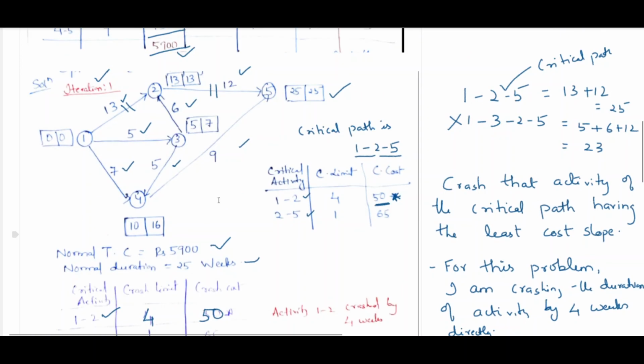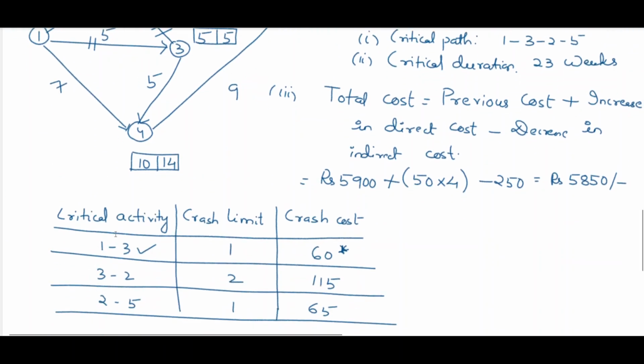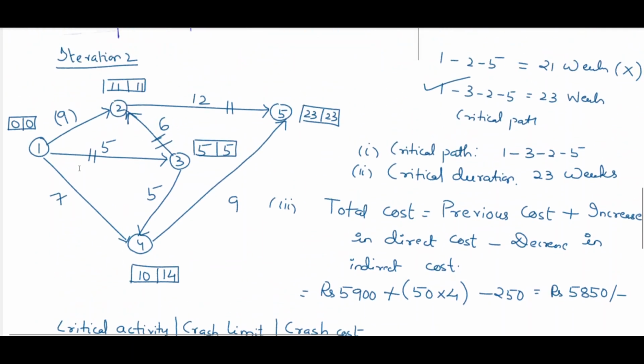You forget the first network. So in this network everything will remain the same. Only we have to reduce the duration of activity 1 3 by 1 unit. For 1 3 in the previous network it was 5 units. Now it will be 4. All other remain the same. It will be 9, 12, 6, 5, 9, 7. Only the change will be in activity 1 3.